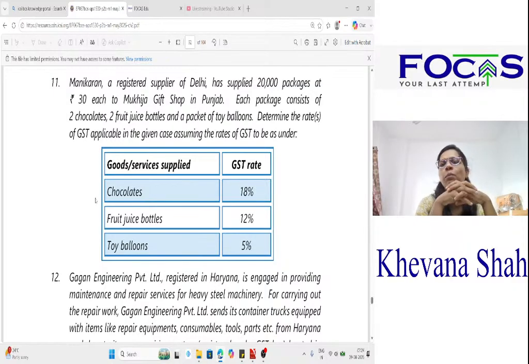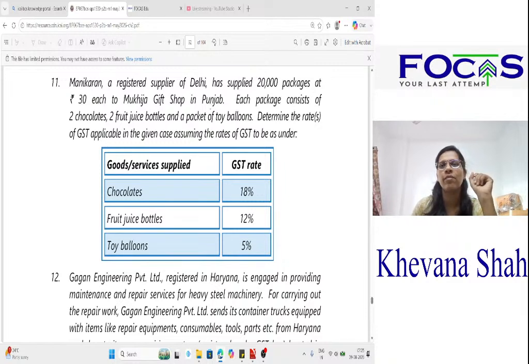So first let us check if this is a composite supply. To check composite supply, what will we check? There should be taxable supplies. Okay, each of these are taxable supplies. The next thing we will be checking is whether they are naturally bundled in the ordinary course of business. So, see, chocolates you can sell separately, yes. Fruit juice bottles you can sell separately, yes. Toy balloons you can sell separately, yes. So, naturally, these are not bundled in the ordinary course of business, which means this is not a case of composite supply. Now, the next possibility that we will be checking is that of mixed supply.